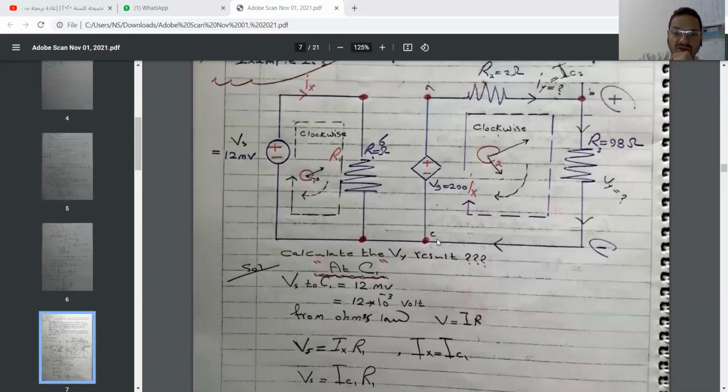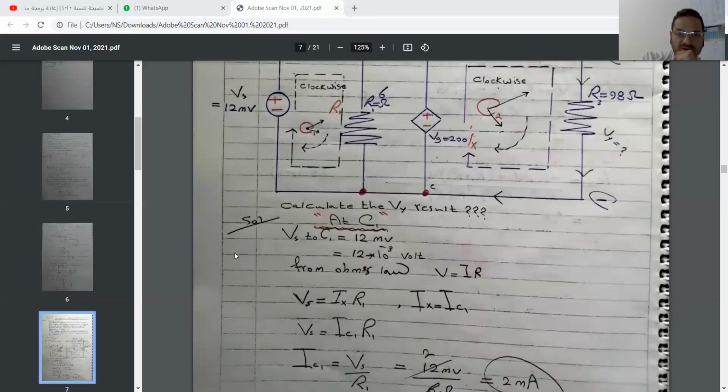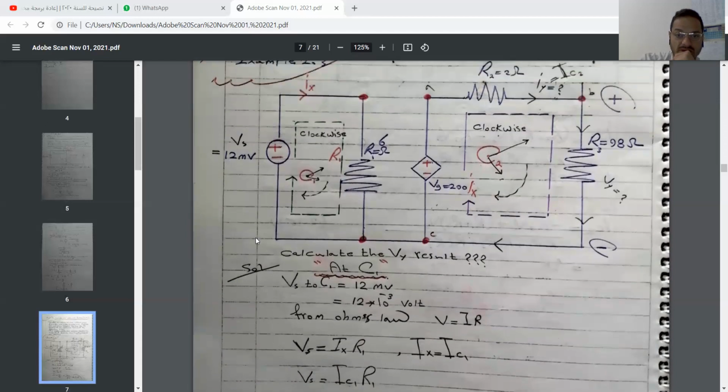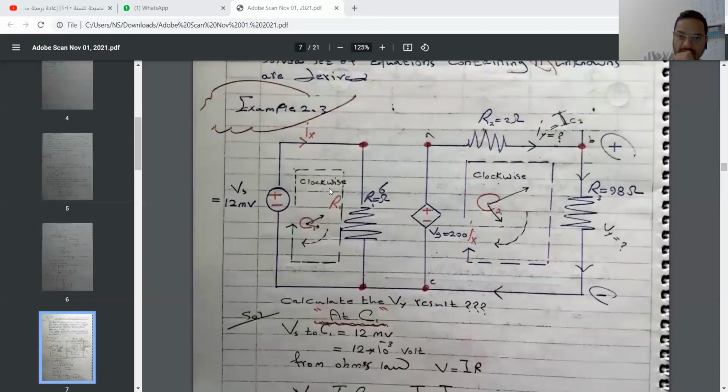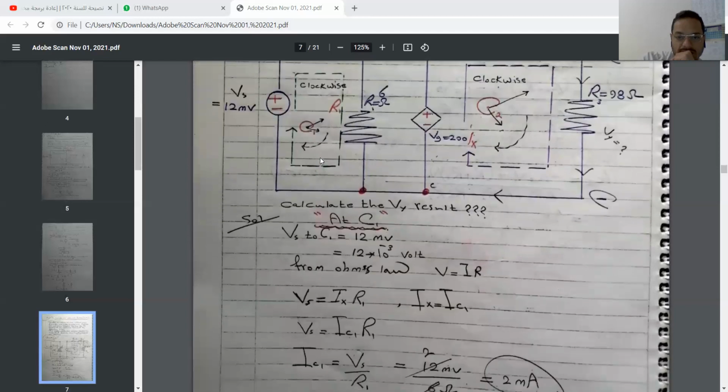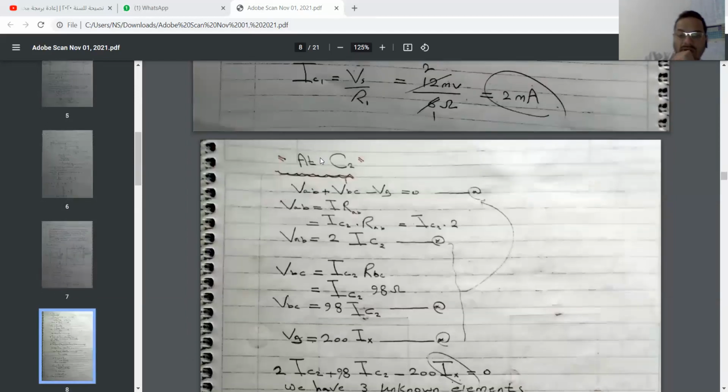We will start from loop C1, Vx here equal 12 millivolts. From Ohm's law, V equal IR, Vs equal Ix dot R1. Just we have one resistance at loop 1. And after that, let's calculate IC1 equal Vs divided on R1. That's mean 2 milliampere. That's Ix. Now let's keep going to loop 2.